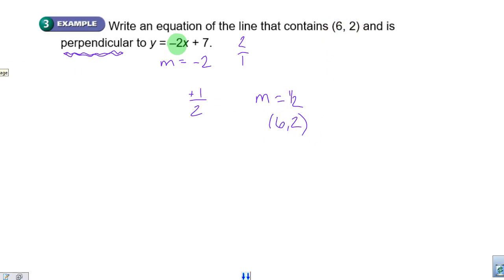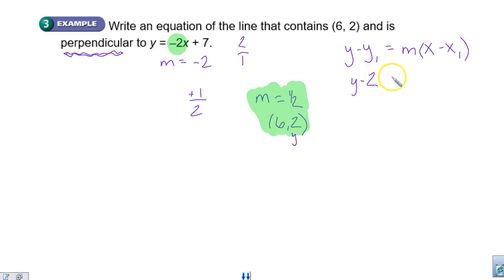So just like we do with parallel lines, since we are given a point and the slope, we're going to put this in point-slope form. Point-slope form is y minus y1 equals m times the quantity x minus x1. So y minus y1 is going to be y minus 2 equals m, which is 1/2, times the quantity x minus my x1 value, 6. So I'm putting it in point-slope form because I was given a point and slope.